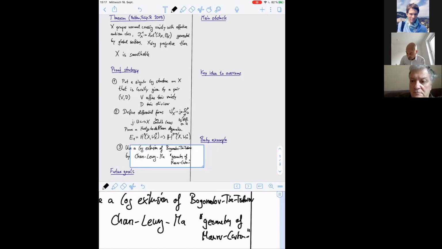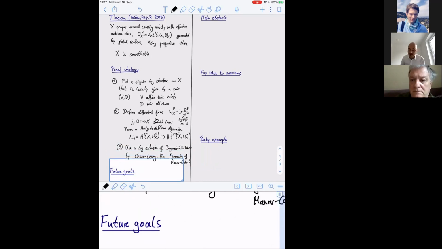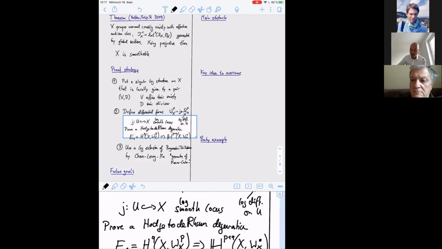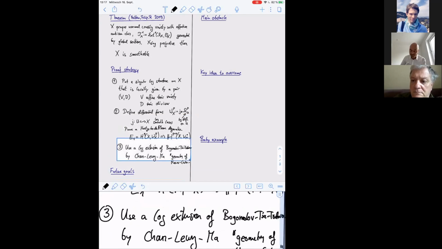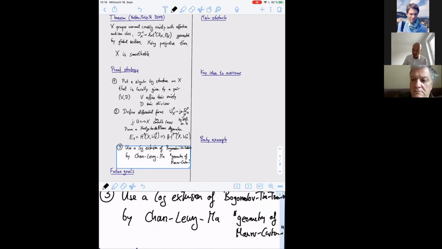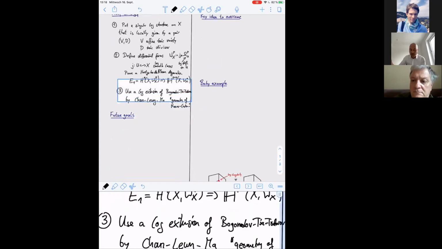Okay, so roughly the proof strategy works in these three steps. You first put a log structure on the space, then you prove a Hodge-to-de Rham degeneration for the differential forms that are the push forward of the differential forms on the smooth locus, and then you apply Bogomolov-Tian-Todorov theory, Chan-Leung Lee. Okay, that's roughly how it goes. That has been done in this theorem. So the theorem that we have is proved that way.